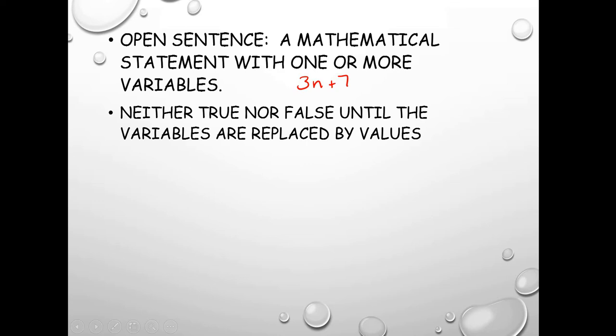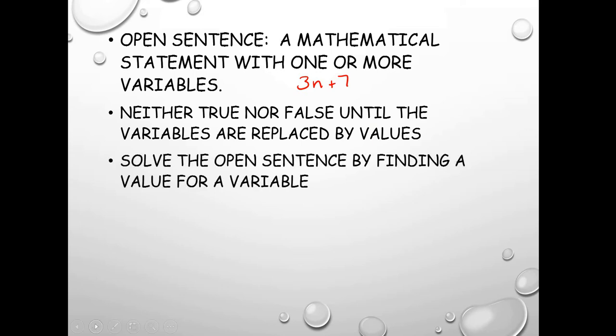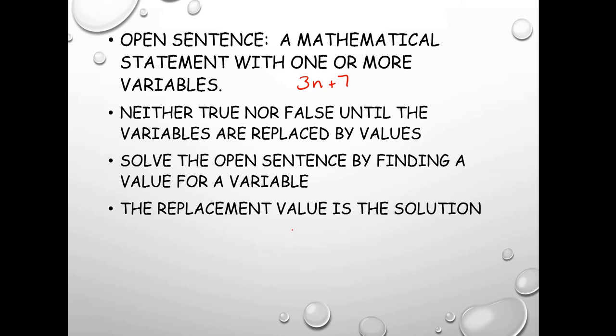I'm going to be giving you a long list of things, so be sure to pause and write, and then we'll explain them more after we get the lists written. So an open sentence is a mathematical statement with one or more variables. It is neither true nor false until the variables are replaced by values. To solve the open sentence is to find a value for a variable, in other words, figuring out what number should go in place of the variable. The replacement value is called the solution.